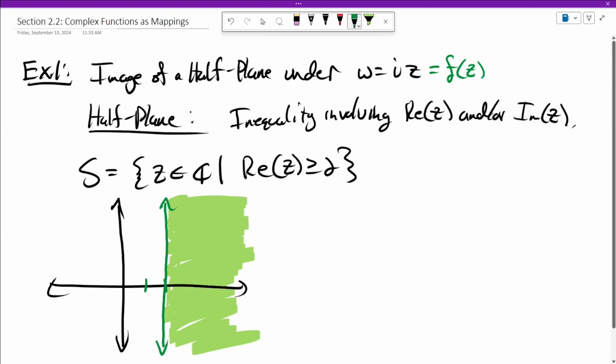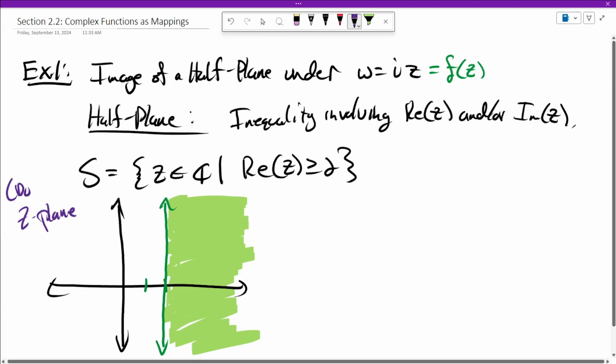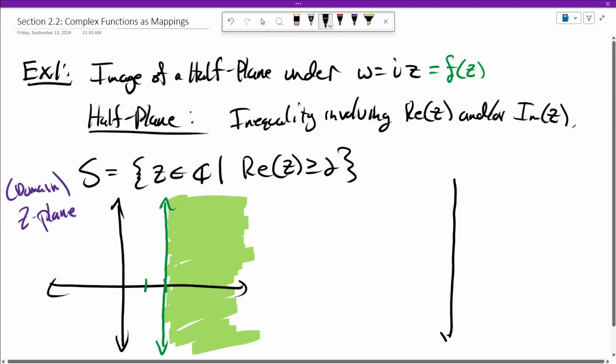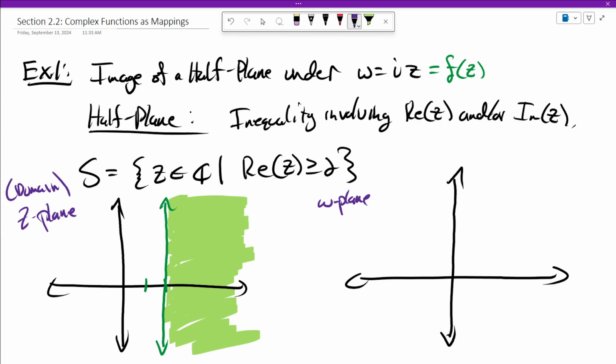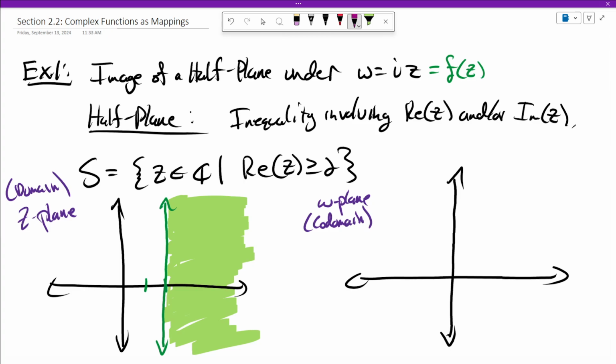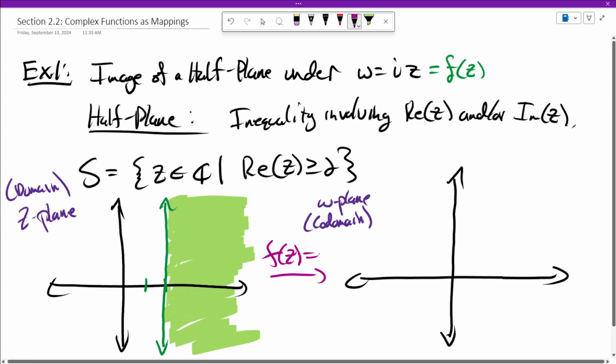We want to think about this as like the z plane. This is our domain over here. And then on the right, what we're going to do is we're going to graph the w plane. That is, what happens to things in the z plane when we apply the function f to them. This is the codomain plane. And f is going to take us from the left picture to the right picture.